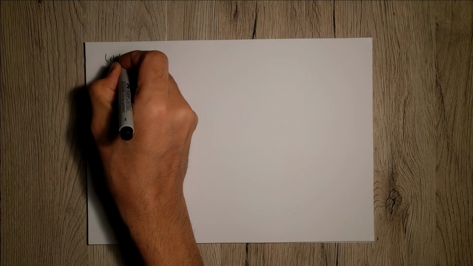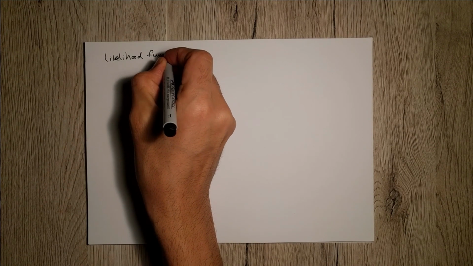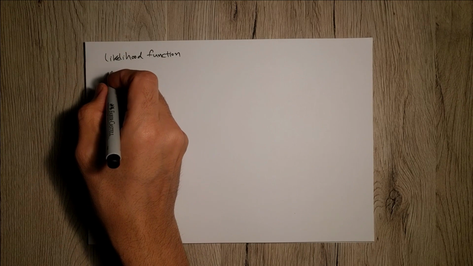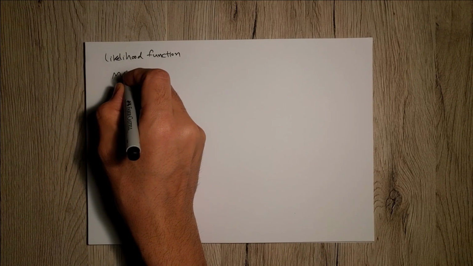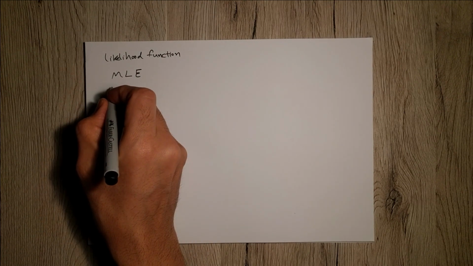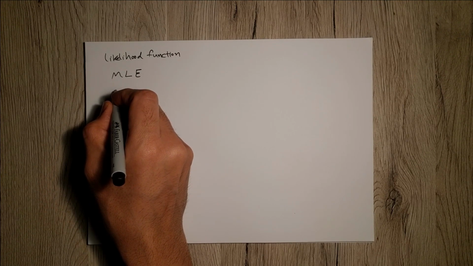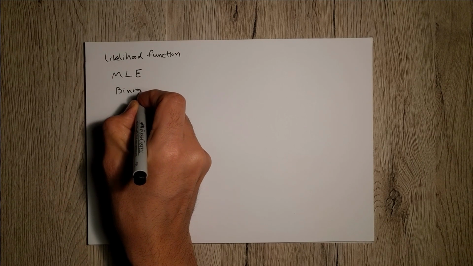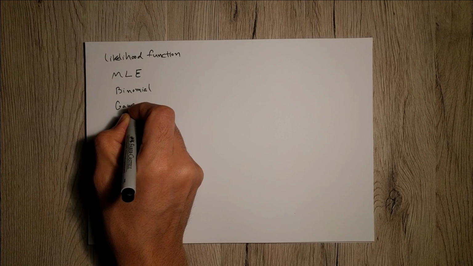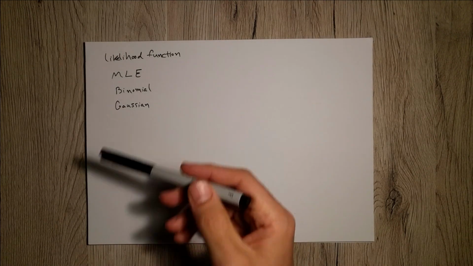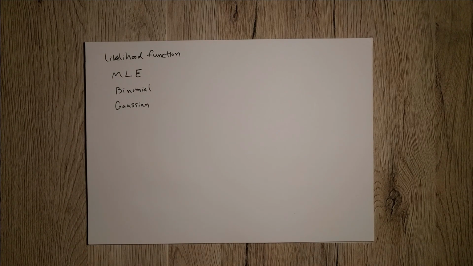Hi, in this tutorial I'm going to talk about the likelihood function: the concept, what does likelihood function mean? Then I'm gonna talk about the maximum likelihood estimation. How do we do that? And I will apply the algorithm on two well-known distributions, Binomial and Gaussian, to see how we can derive the parameters for these two distributions to estimate the maximum likelihood.